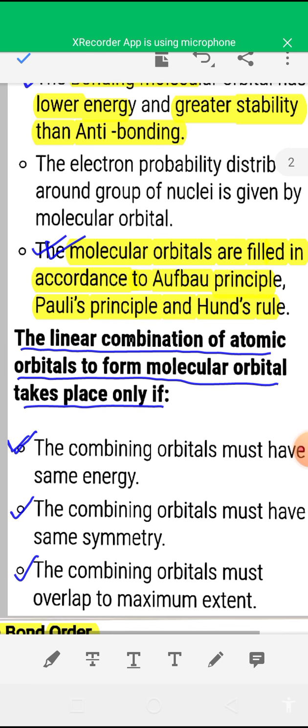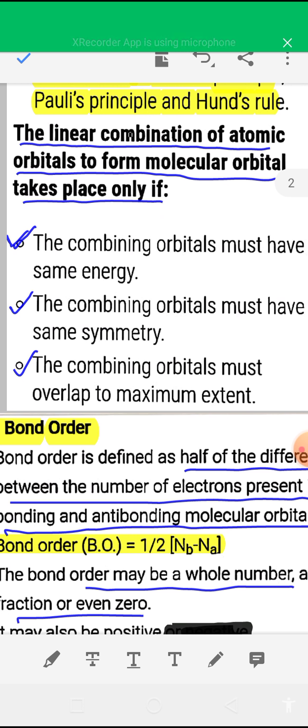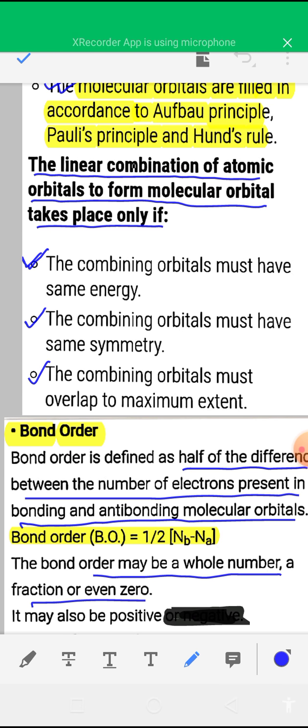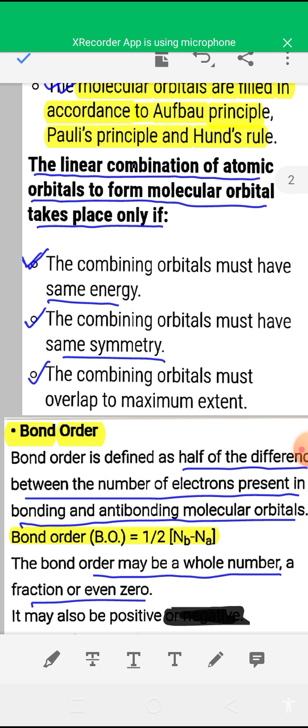Now see the conditions for formation of molecular orbitals. The linear combination of atomic orbitals to form molecular orbitals takes place only if the combining orbitals have almost the same or comparable energy, the combining orbitals have the same symmetry, and the combining orbitals overlap to the maximum extent. These are the conditions for linear combination of atomic orbitals.